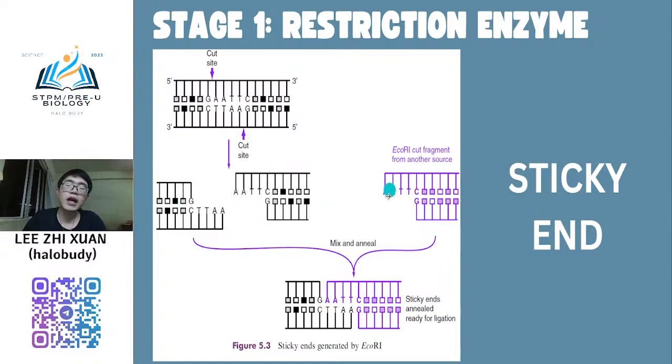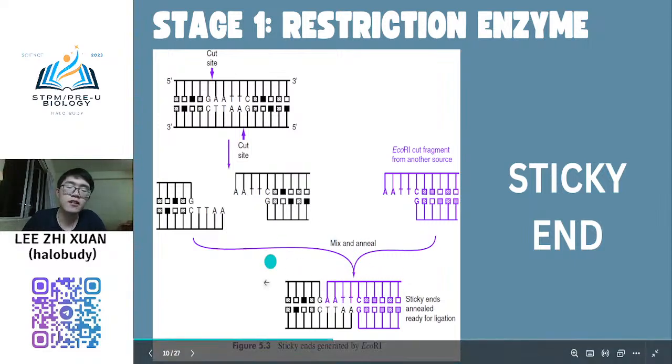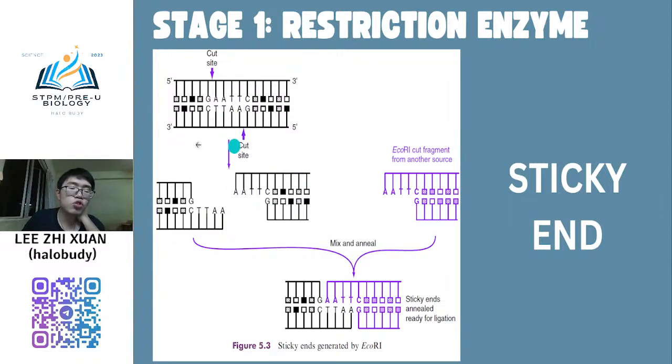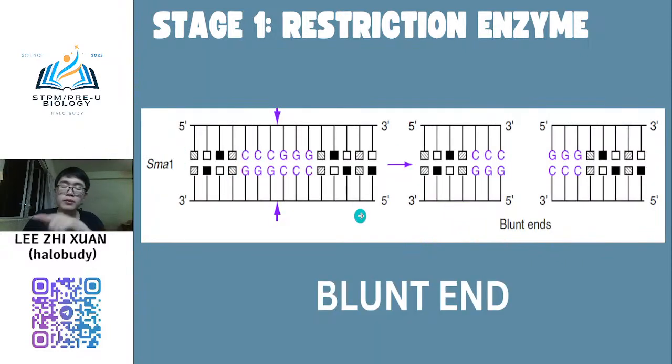Normally, EcoR1 products can also mix and anneal. We will look at this later. But the most important thing I want to show you is the end produced by EcoR1, so please memorize it. EcoR1 is GAATTC. It cuts between G and A, and then it will produce a sticky end. And then this one is the blunt end, SmaI. So SmaI is CCCGGG.